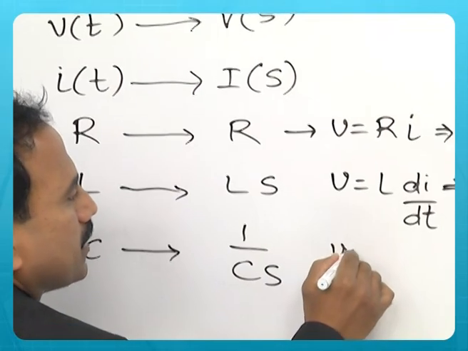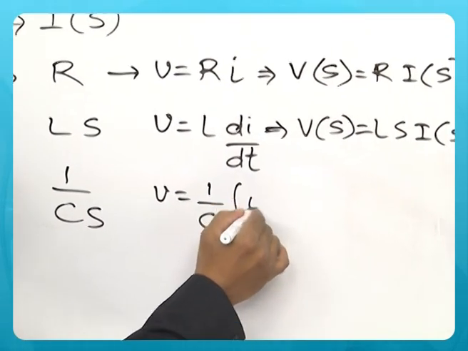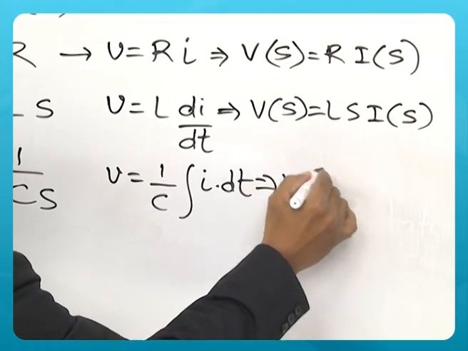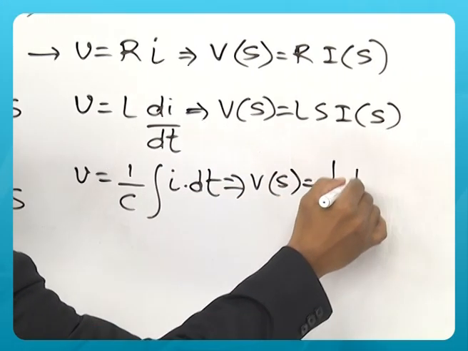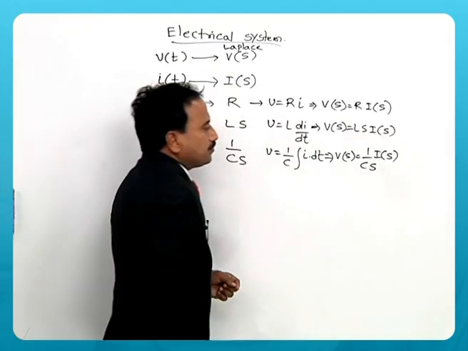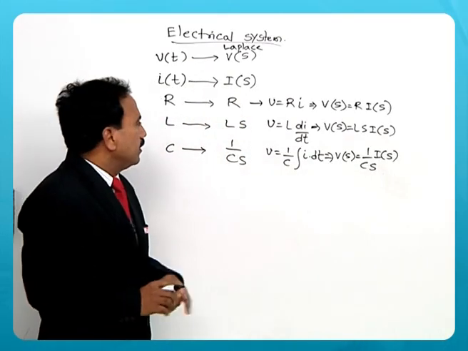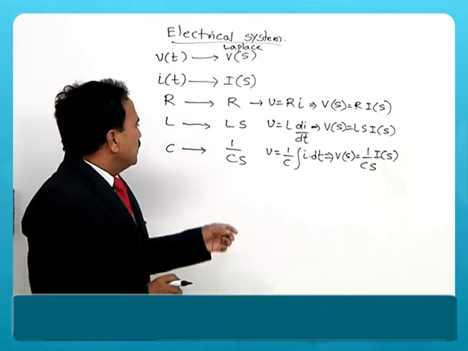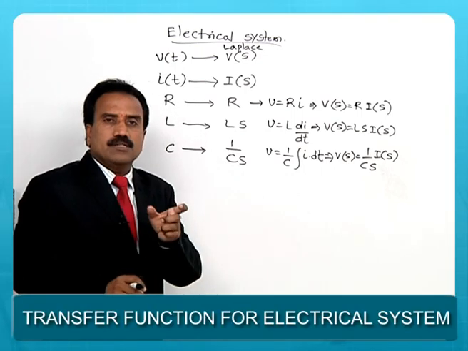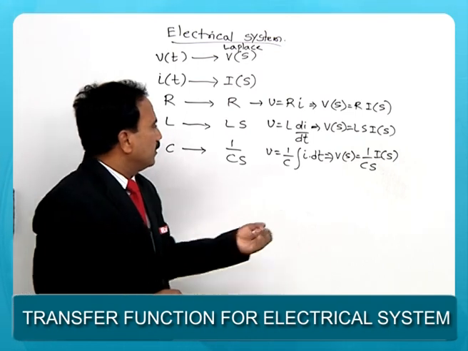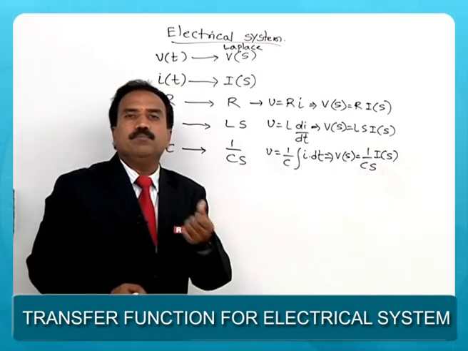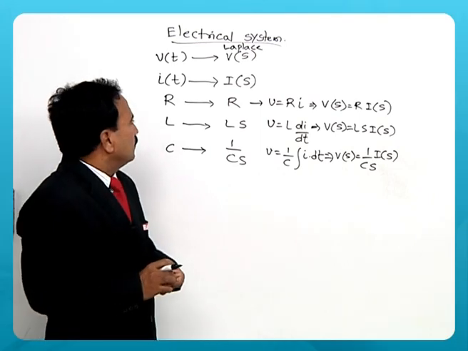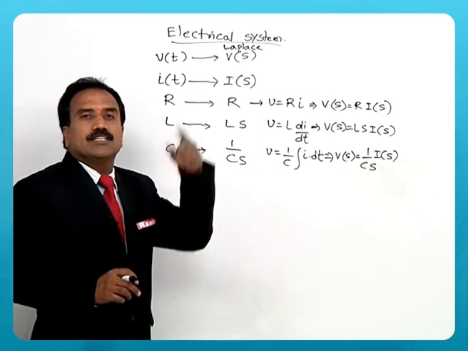Similarly, for the capacitor, V is equal to 1 by C integral I dt. So, this is V of s is equal to 1 by Cs into I of s. When integration is there, then you have 1 by s. So, C is a capacitance in farads, but 1 by Cs is the impedance seen by the Laplace for a capacitor. So, that is the advantage of an electrical system.